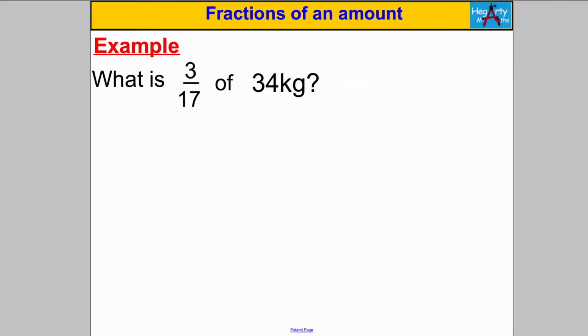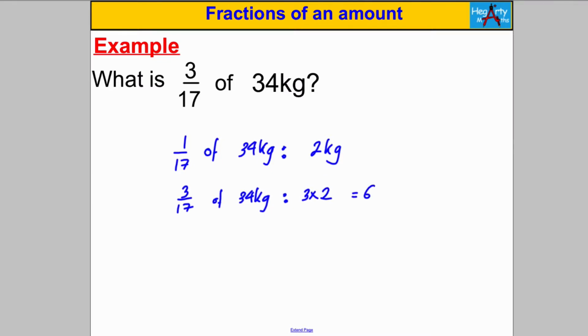Try this one. 3/17 of 34 kilograms. The first thing I do is 1/17 of 34 kilograms. That's obviously going to be 34 divided by 17, which is equal to 2 kilograms. So therefore 3/17 of 34 kilograms is going to be 3 lots of 2 kilograms, so 3 multiplied by 2, which is 6 kilograms. And I'd go up here and state my answer is 6 kilograms.